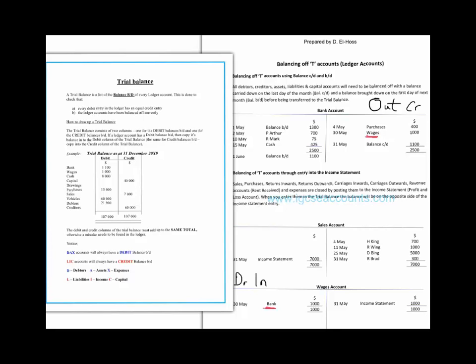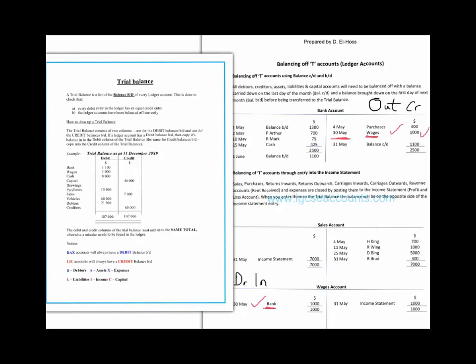If you remember, we learnt in the last video tutorial how to balance off an account based upon the accounting concept of dual aspect, which states that for every credit entry out of a bank account, there has to be a debit entry into another account. In this case, on the 30th of May, we paid our staff wages of $1,000. That left our bank account on the credit side and entered into our wages T account on the debit side.